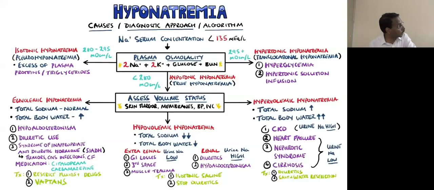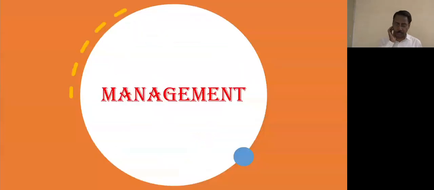So this is a little busy slide, but this summarizes the whole approach that we are looking at. The starting point is plasma osmolarity. As we mentioned, we are looking at hypoosmolar or isoosmolar. We went through that. And if it is a hypotonic hyponatremia, we look at the volume, and based on that, the various causes that we just discussed. So how do we manage?